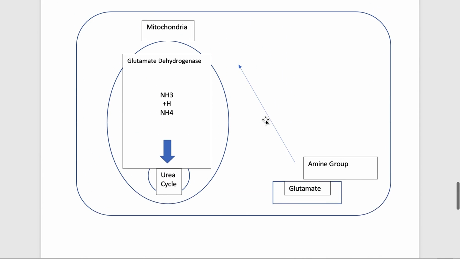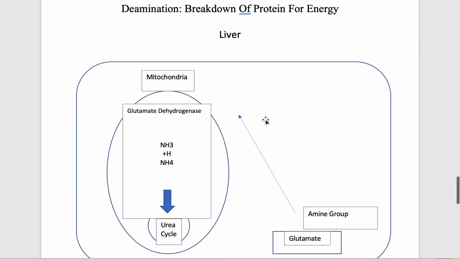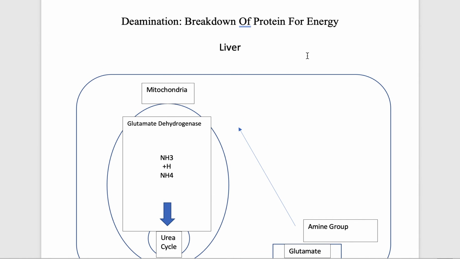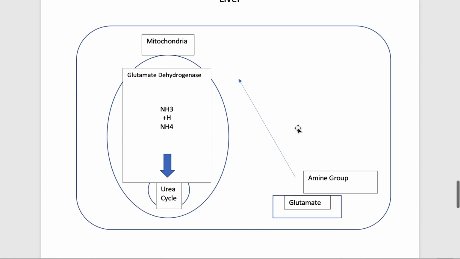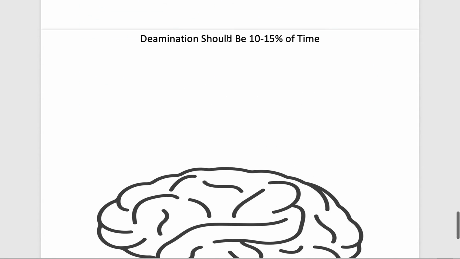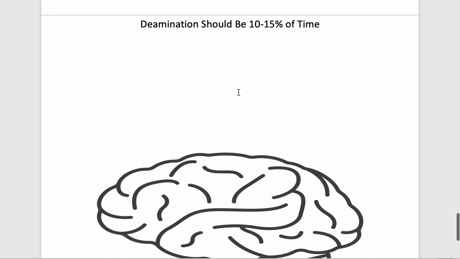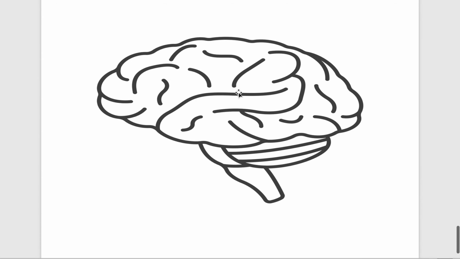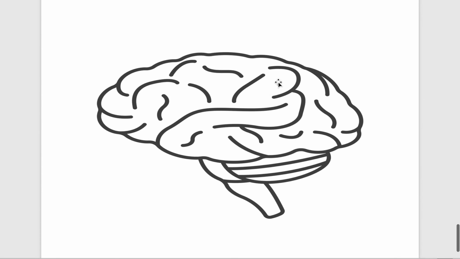A lot of people who are metabolically inflexible are stuck in this deamination cycle because they're using their protein for energy as opposed to their glucose, and that's super unhealthy. It's like throwing furniture into the fire because our proteins are valuable, so we don't want to use them for energy. It can lead to anxiety if we're using too much deamination.